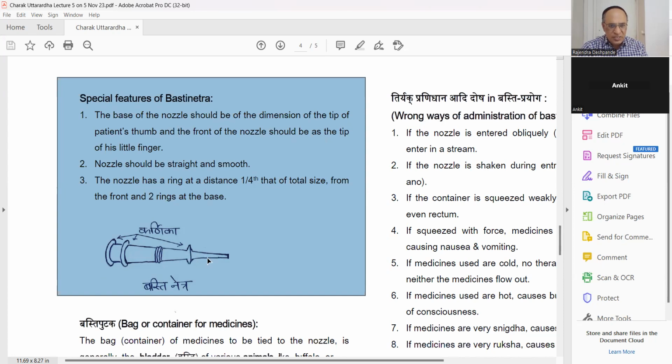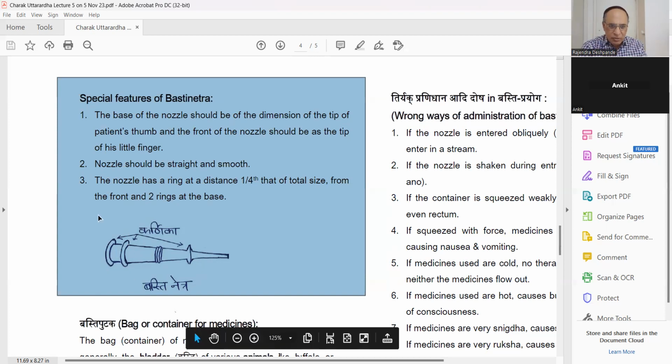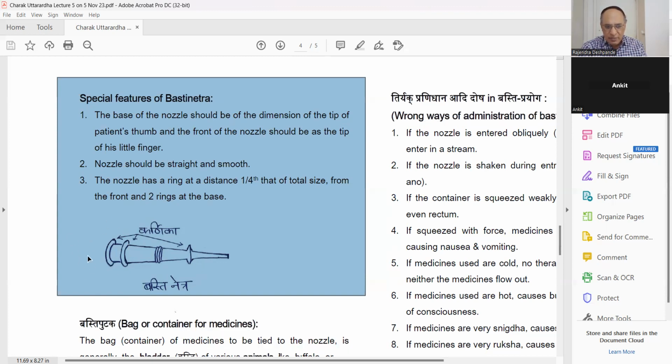Nozzle should be, this is the nozzle, okay? So this whole part is called the Basti Netra, and this is entered into the anal part, the patient's anus, Udadwar in Marathi. For rectal insertion, we insert this after application of oil. And here that particular bag is applied, which is called the Basti Putaka, on this part. And there is a kwath decoction over here, and that is pushed from here into the anus. Okay, are you getting the basics?